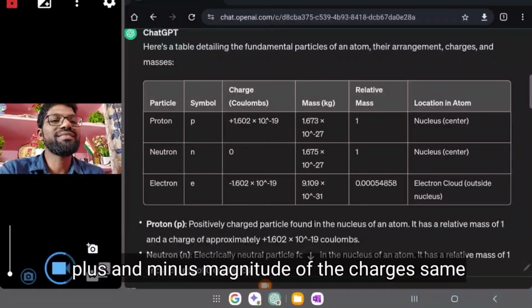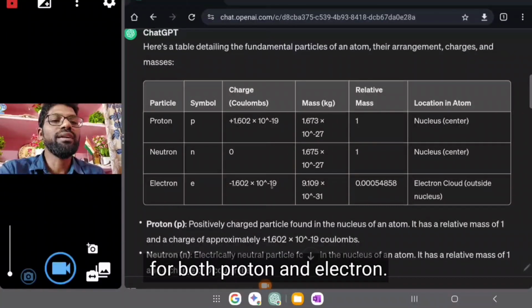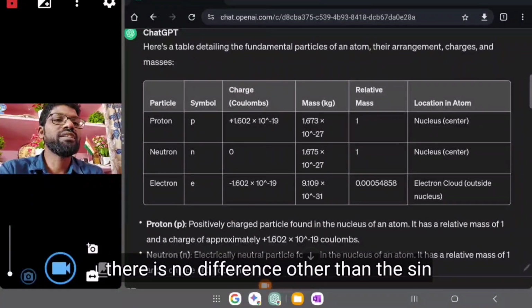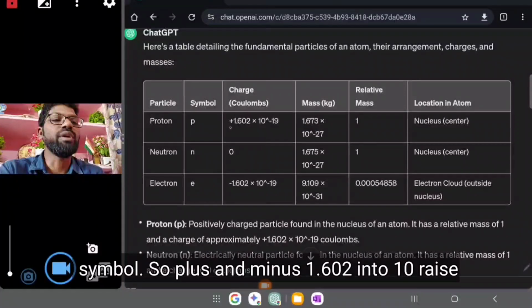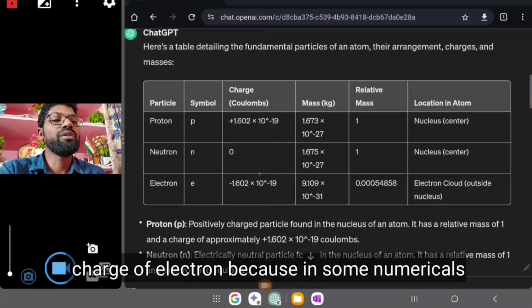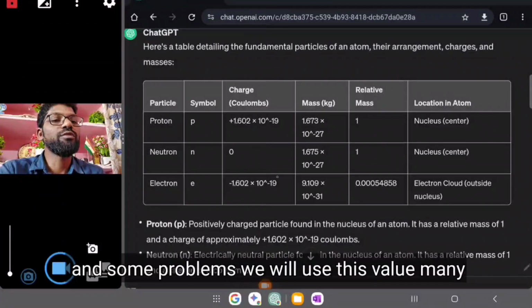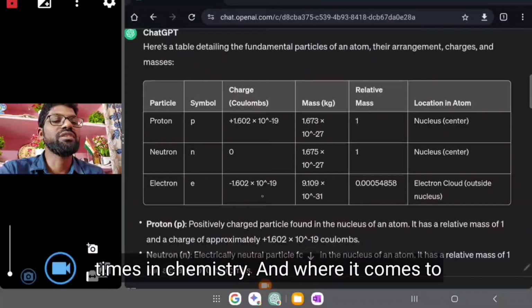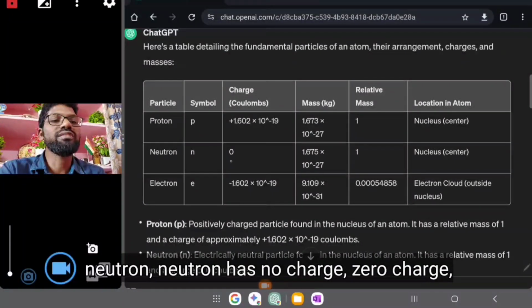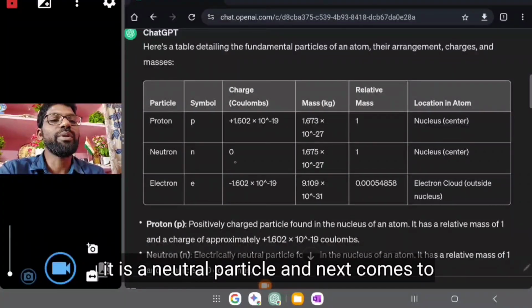The magnitude of the charge is the same for both proton and electron. There is no difference other than the sign. So plus and minus 1.602 into 10 raised to minus 19. It is important to remember the charge of the electron, because in some numericals and problems we will use this value many times in chemistry. And neutron has no charge, zero charge, it is a neutral particle.